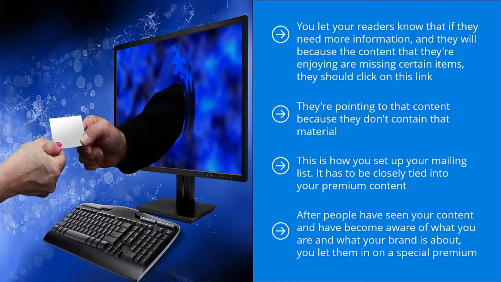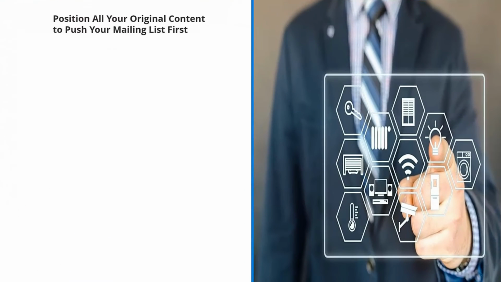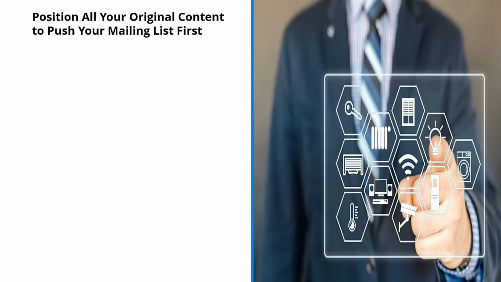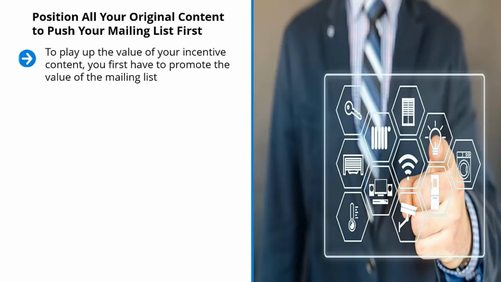After people have seen your content and have become aware of what you are and what your brand is about, you let them in on a special premium. This is a special deal that other people who haven't accessed your brand have no idea about. Position all your original content to push your mailing list first. To play up the value of your incentive content, you first have to promote the value of the mailing list. I know this sounds counterintuitive, but if you think about it, it makes all the sense in the world because, in reality, it's the mailing list they're signing up for.